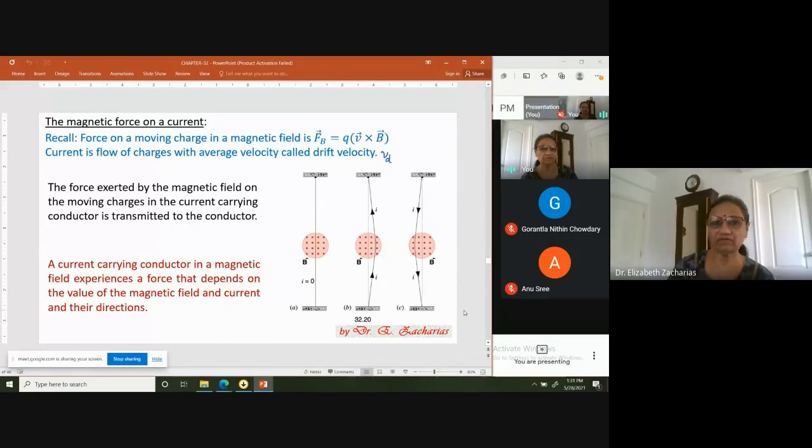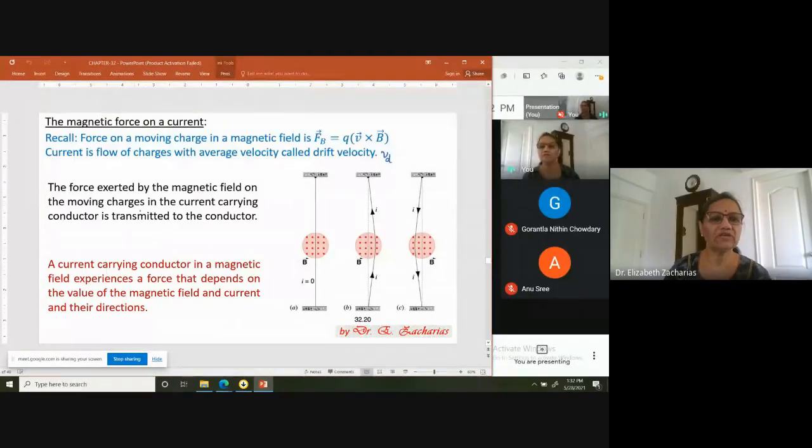Once we were done with all that, we said that all those discussions were confined to the movement of individual charges in a magnetic field, and the force exerted by the magnetic field on those individual charges. But now we are going to look at something else: a collection of such moving charges. A collection of moving charges would be current. So what would be the force is what we are supposed to see today.